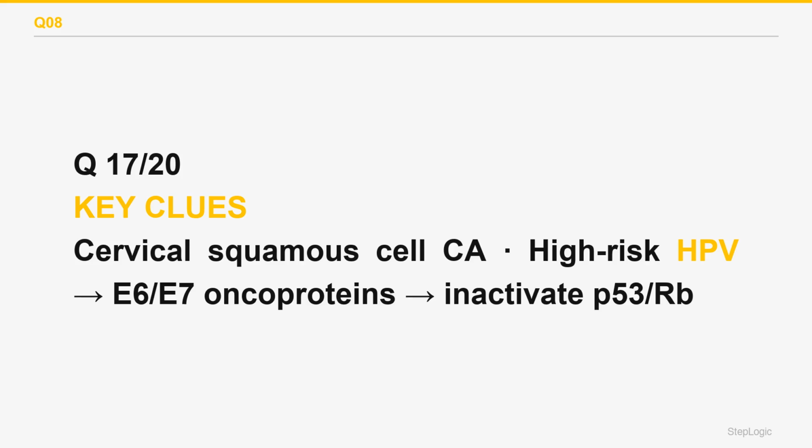E6 binds and promotes the degradation of p53, the guardian of the genome, a tumor suppressor that normally triggers cell cycle arrest and apoptosis in damaged cells. E7 binds and inactivates the retinoblastoma protein, RB, which normally restrains progression from G1 into S phase. With both p53 and RB disabled, the cell loses its two main brakes on the cell cycle. Damaged cells are not arrested or eliminated, proliferation runs unchecked, and malignant transformation follows.